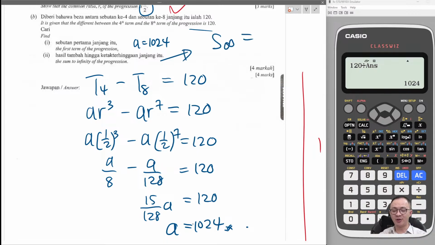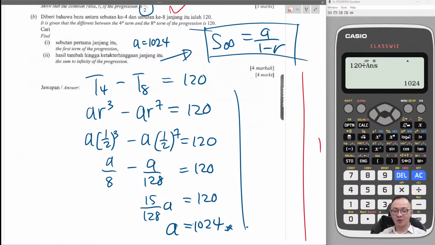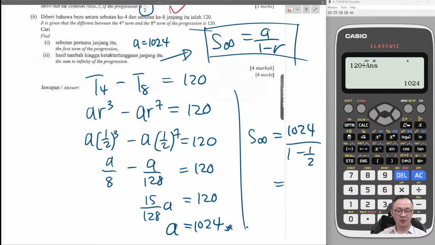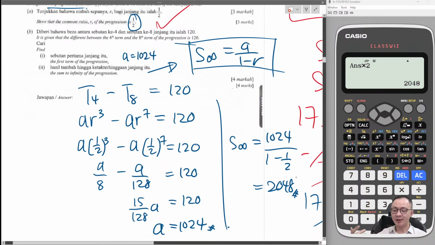Apply the formula only, a over 1 minus r. Simple. So the sum to infinity, a is 1024 over 1 minus 1 over 2. So it's basically times 2. The answer is 2048. Done. Okay, not too hard, I think it's still okay.